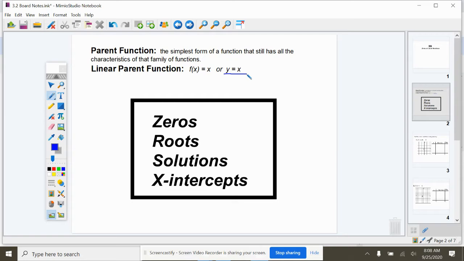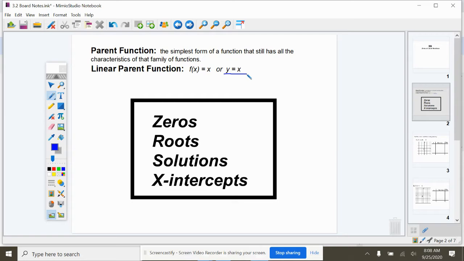That is as simple as I can go and still be a linear function. If I go any simpler, I have to start either getting rid of the y or get rid of the x, and then it's not a linear function anymore. If I add some extra stuff to it, it's still linear, but it's not the parent function because it's not the simplest form. I can also change forms.